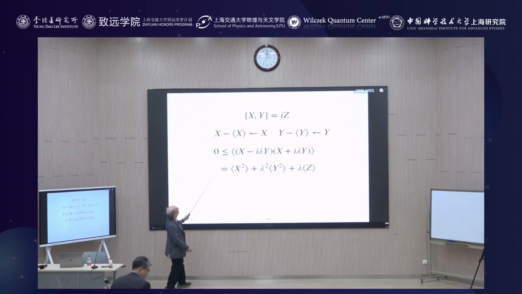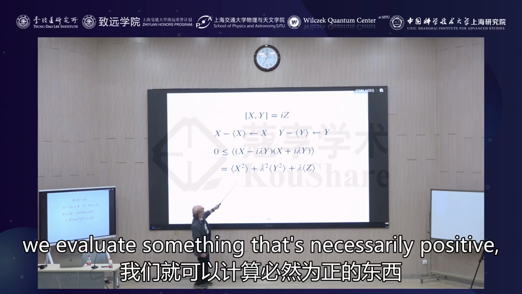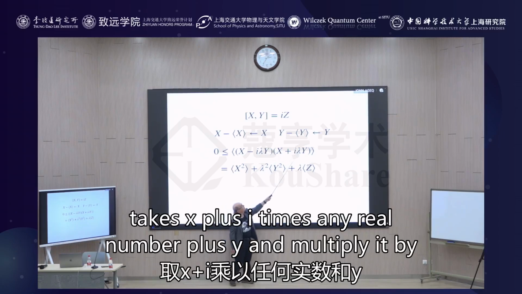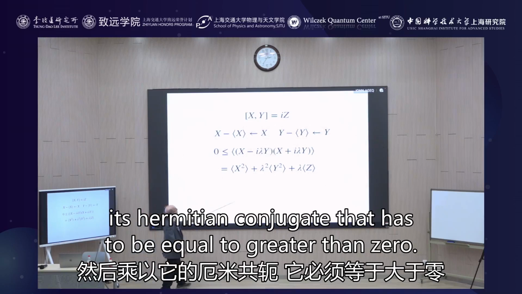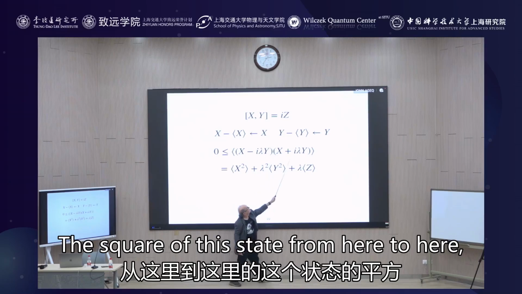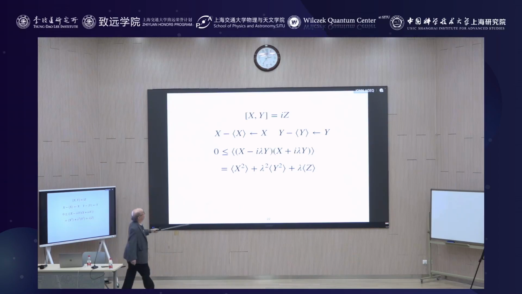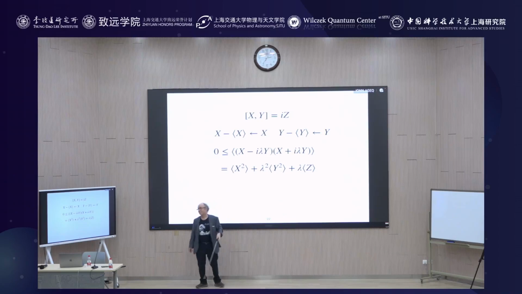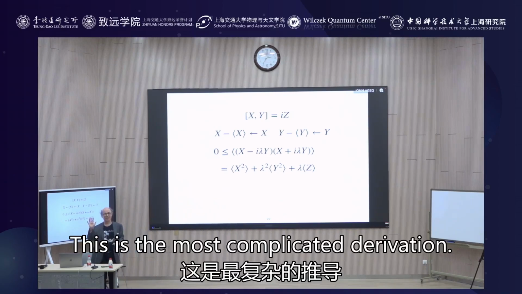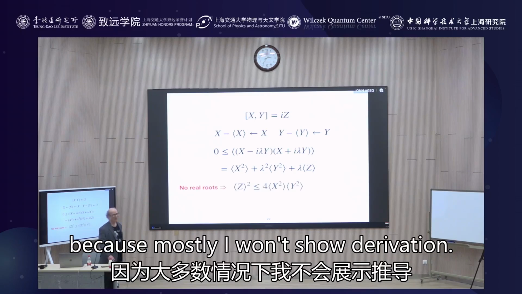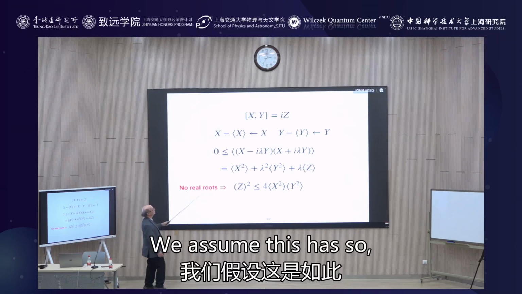Okay. So now, with that understood, we evaluate something that's necessarily positive. We take x plus i times any real number times y, and multiply it by its Hermitian conjugate. So that has to be equal to or greater than 0. It's the absolute square of this state. Then we just multiply it out. We have 3 terms like that. This is the most complicated derivation I'll be showing you in the whole lectures, because mostly I won't show derivations.